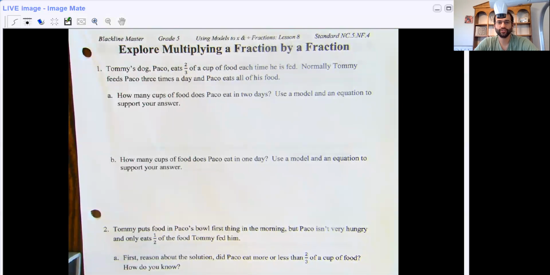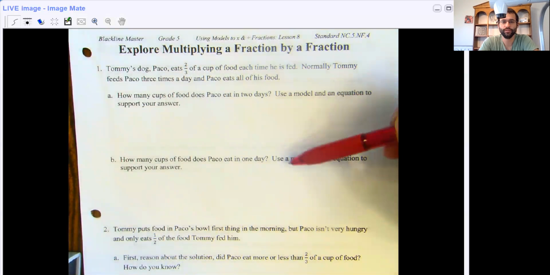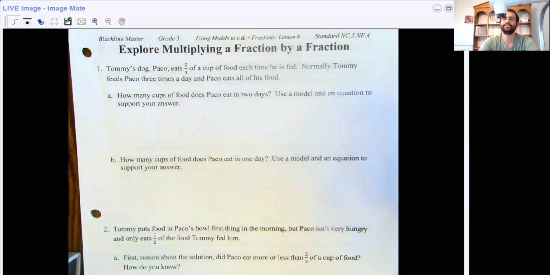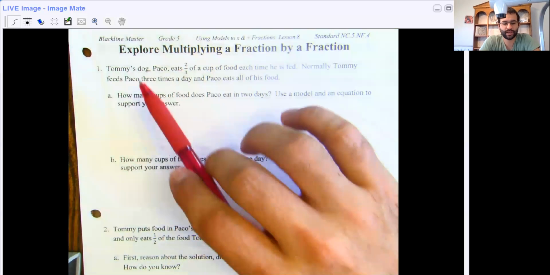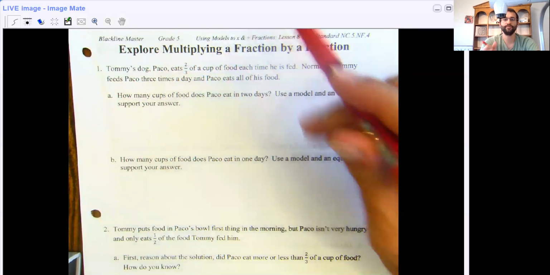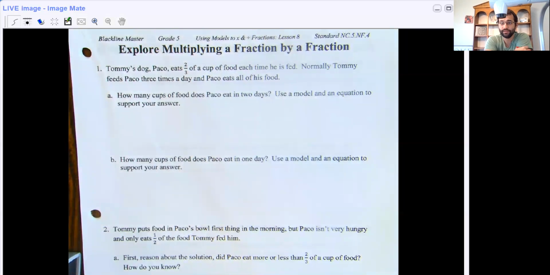All right, let's take a look at question number 1. As you notice here, I've got a question and I've got two different models, two different questions that it's asking me about my scenario here. So it's important for me to really carefully answer both of the questions of what they're asking me to do. It says Tommy's dog, Paco, eats 2/3 of a cup of food each time he's fed. So whenever he's fed, he eats 2/3 of a cup. Normally, Tommy feeds Paco 3 times a day, and Paco eats all his food.